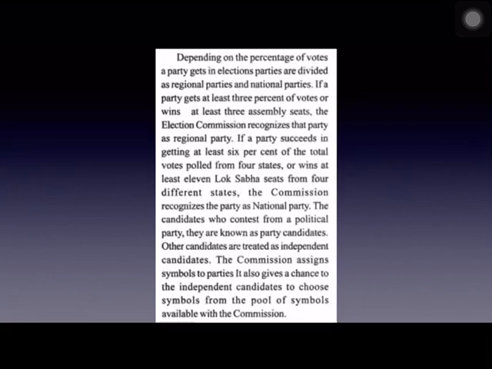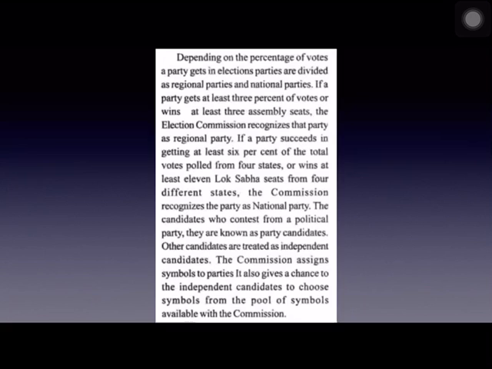And what is a national party? If a party gets at least 6% of the total votes polled from 4 states or wins at least 11 Lok Sabha seats from 4 different states, that party is recognized as a national party. I am repeating once again, that party is recognized as a national party by the Election Commission. For example, BJP and Indian National Congress are the major national parties.